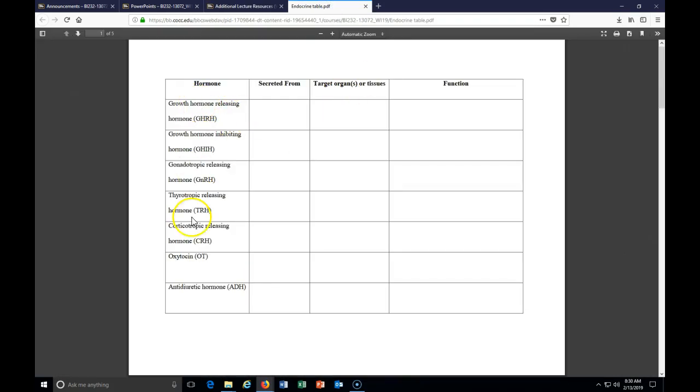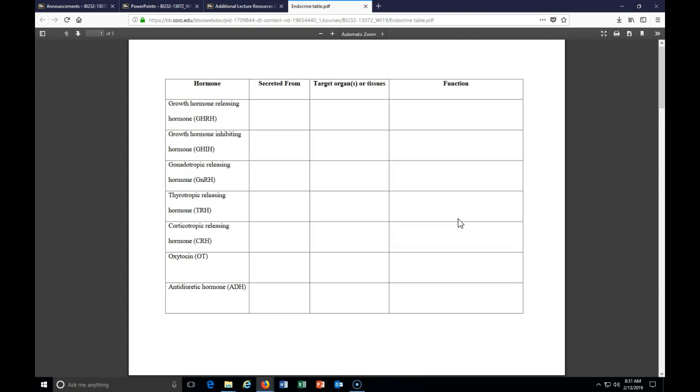And this endocrine table has the hormones, where they're secreted from, the target organ or tissue, and then the functions, the physiological effects of each hormone. So you're going to want to spend some time filling this out to help you study the endocrine system.